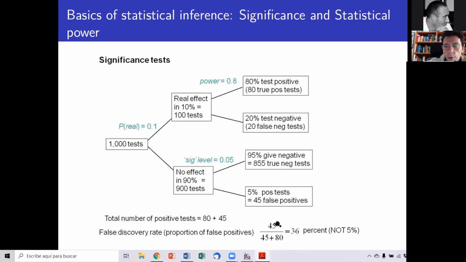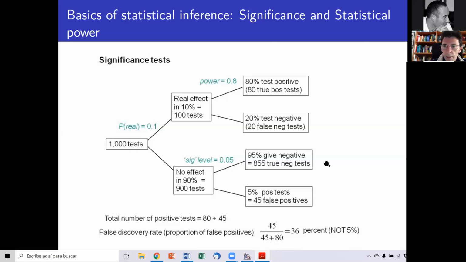So the false positive rate is 45 divided by 125. So it is much higher, it is 36%. It is much higher than the 5% that you aimed at the beginning. And this is where the Bonferroni correction comes in. The family false positive rate of these 1,000 tests is 36%. It is not 5%. So you're committing many more mistakes than you expected at the beginning.